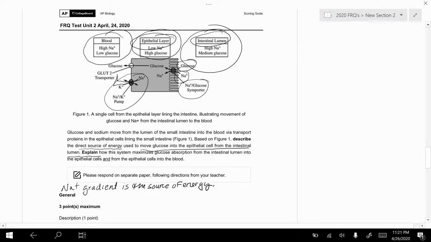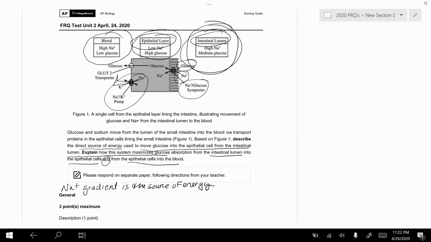And then now it says, explain how this system maximizes glucose absorption from the intestinal lumen. So we're here again into the epithelial cell and from the epithelial cell into the blood. So basically it wants you to explain how this all works. How does the glucose go from the inside of the intestines into the epithelial layer to the blood? Super important because we know that we need glucose for cellular respiration to get energy. So remember, you digest your food, most of it's in the intestine.